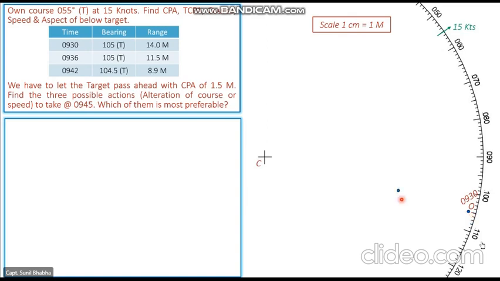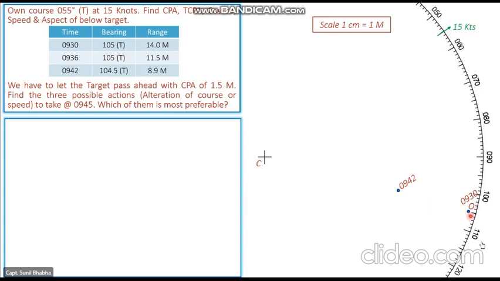Let us now mark the second position. You see the second position coming up. This observation is taken at 9:42. We can also plot the 9:36 position. It will be somewhere in between these two observations. But we have not shown the 9:36 position here for clarity. In actual plotting, all the three positions can be shown.